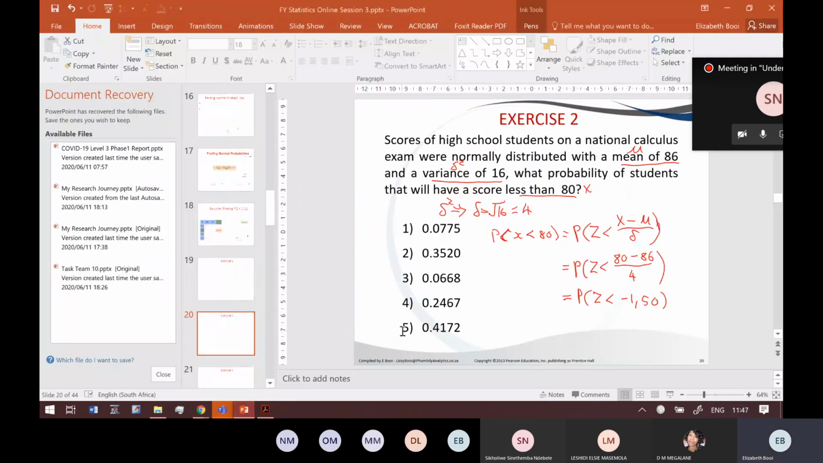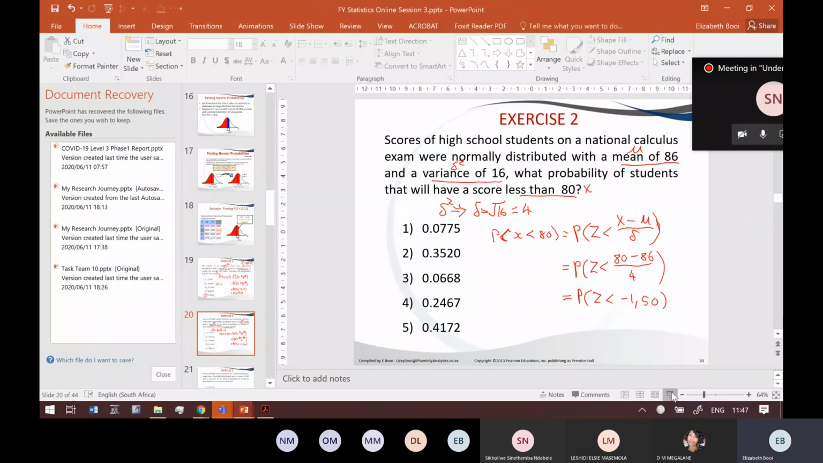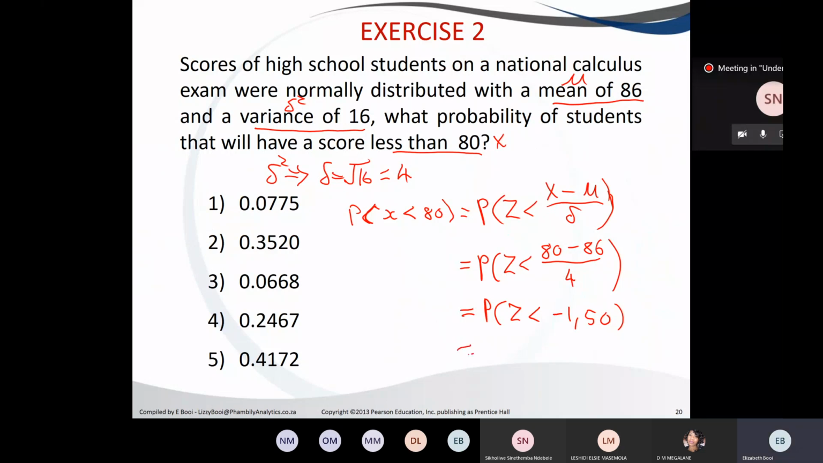And we go to the table, 0.0668, which is option number 3.